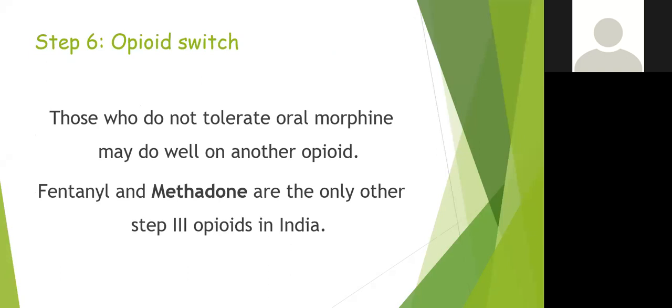Okay, step 6, opioid switch. Again, we know the gold standard is morphine, but sometimes some patients don't tolerate morphine, though they might tolerate another opioid. We might realize this when we are gradually increasing the dose of morphine and patients have side effects. Sometimes when they immediately start morphine, they have very bad nausea and vomiting which is not settling with any anti-emetics that we give, or very bad itching, or any reason the patient is not able to tolerate oral morphine. Then it's worthwhile to see whether an opioid switch will work.